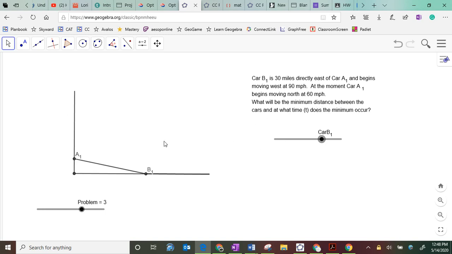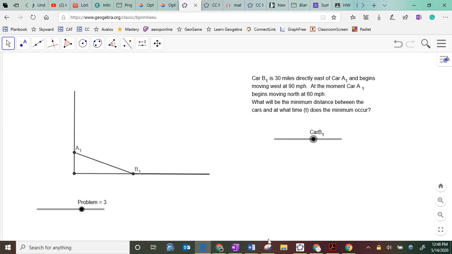What will be the minimum distance between the cars? We want to know what the minimum distance between these two cars is, if car B is moving 90 miles per hour, while car A is moving 60 miles per hour. We know that it's 30 miles of distance from when they start, so this is what's going to happen.